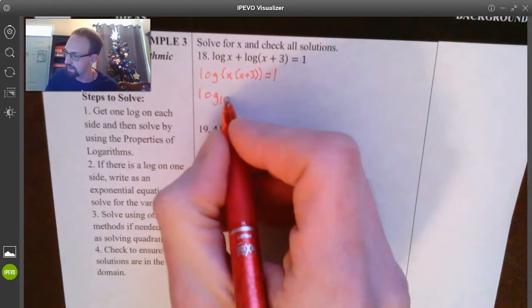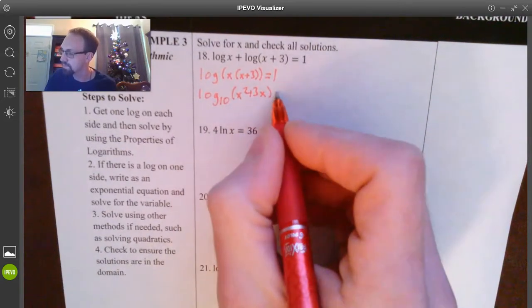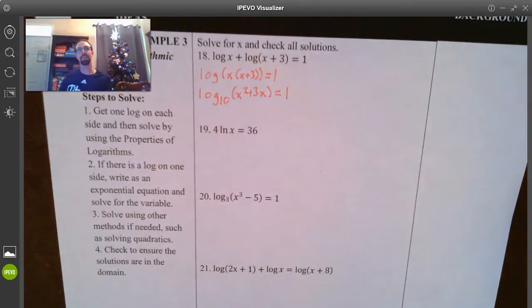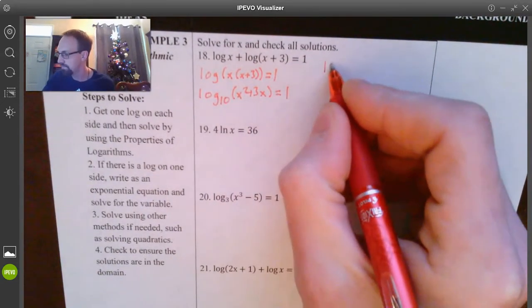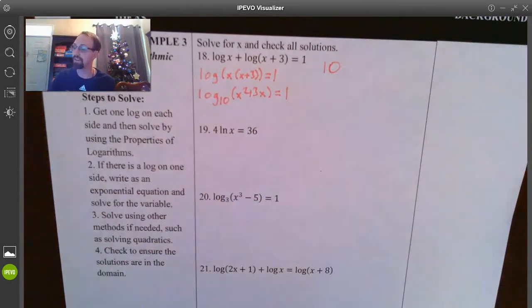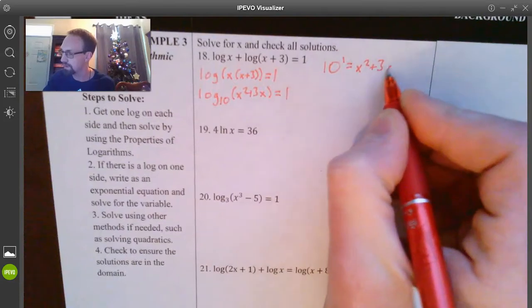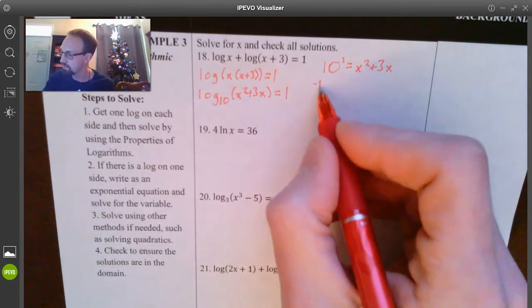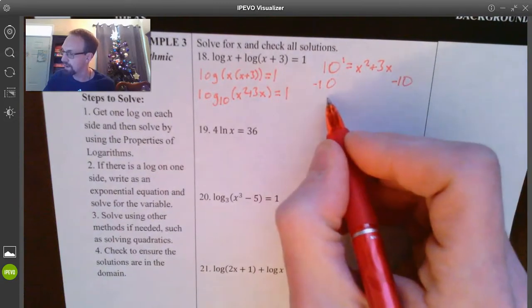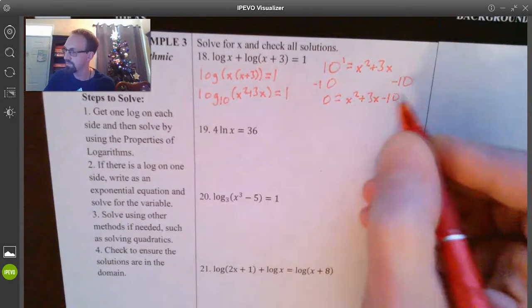So now we have log base 10, and I'm going to put that 10 in there, of x squared plus 3x equals 1. Now I'm going to convert this to exponential form. Not 10 times 1, excuse me: 10 to the first power is equal to x squared plus 3x. 10 to the first power is 10, so I'm going to subtract 10 on both sides, and I get 0 equals x squared plus 3x minus 10.